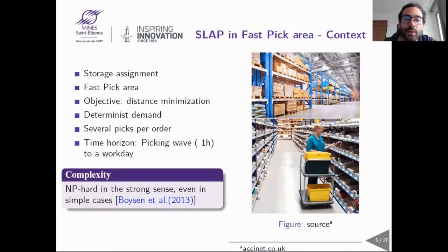This problem with the full information on the demand has not been studied much in the literature, but we found one paper that studied it, a paper from Borodin et al., 2013, and they proved that the problem is NP-hard in the strong sense, even in very simple cases.